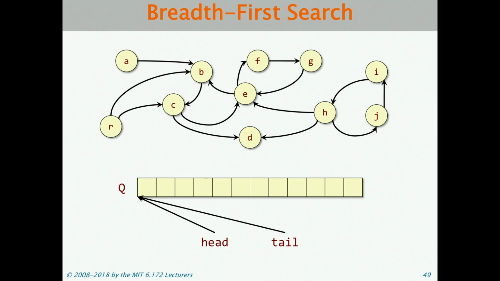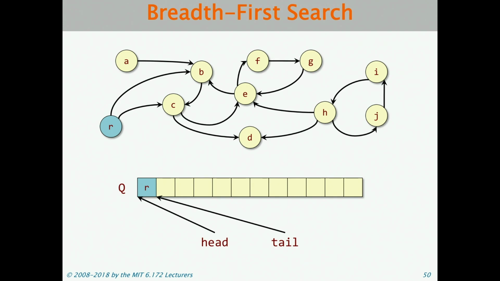Let's illustrate how this algorithm works on this simple graph here. For this example, I'm just going to assume that I have one root, vertex r. In general, I can have multiple roots, and I just place all of them onto the queue at the beginning. But for this example, I'm going to have a single root. So I'm going to place it onto the queue, at the location where the tail pointer points to. And after I place it on the queue, I increment the tail pointer.